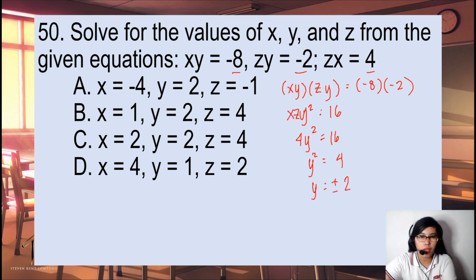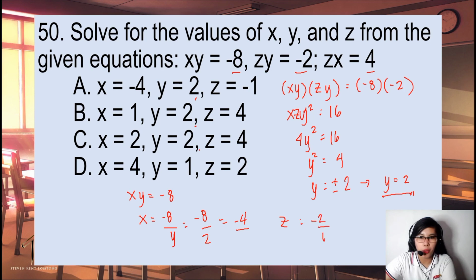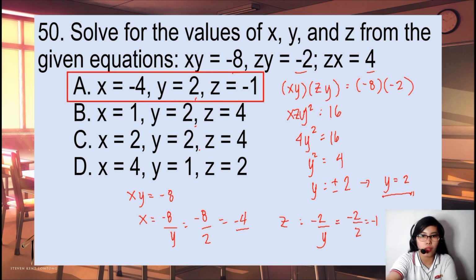But in our choices, we only have positive values of y. So let us just get y is equal to 2 to find the x and z. So xy is equal to negative 8, x is equal to negative 8 over y. Negative 8 over 2 is equal to negative 4. And z is equal to negative 2 over y from the second equation. So z is equal to negative 2 over 2, and that is negative 1. And that is letter A.